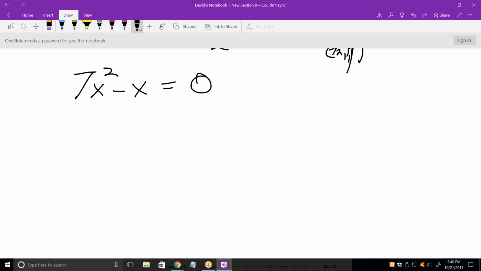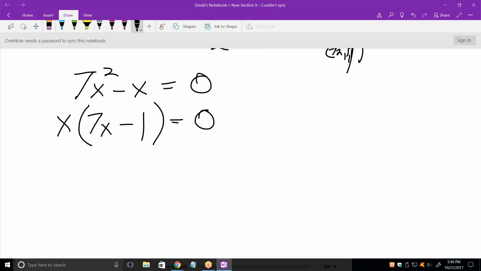When you don't have a C term, that means you're always going to be able to factor out at least an x. So that's the greatest common factor, x. What's left? 7 and another x. What's the rest of it? Minus 1.